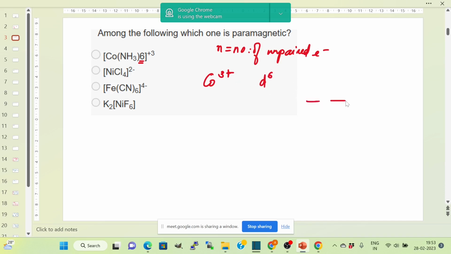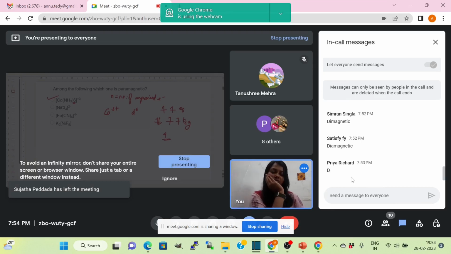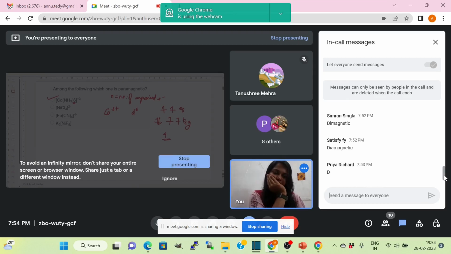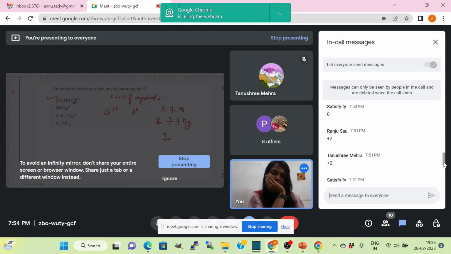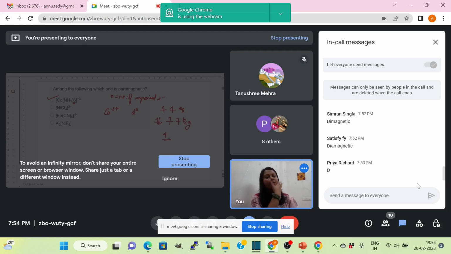And this is an octahedral complex, so we have a t2g-eg splitting, and NH3 is a weak field ligand, so there is no pairing. So 1, 2, 3, 4, 5, and then it pairs at 6. Now how many unpaired electrons are there? 4 are there, right? So this is definitely paramagnetic. Okay, now what about NiCl4 2 minus? Is it paramagnetic or diamagnetic? What about nickel, option B? Is option B paramagnetic or diamagnetic?